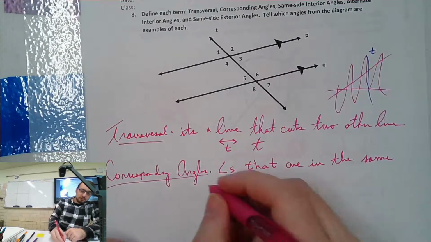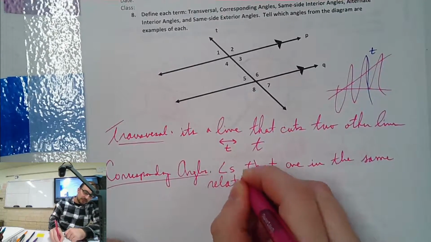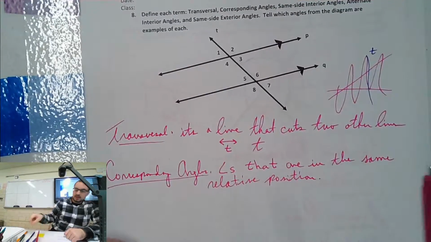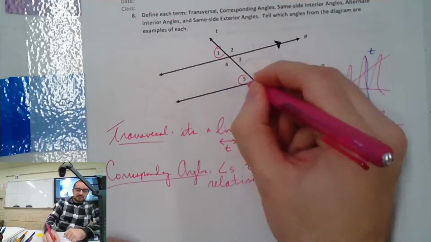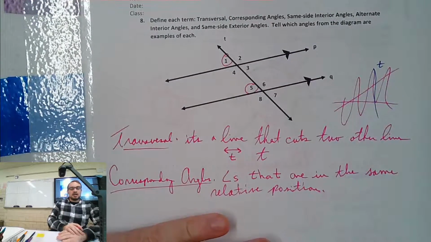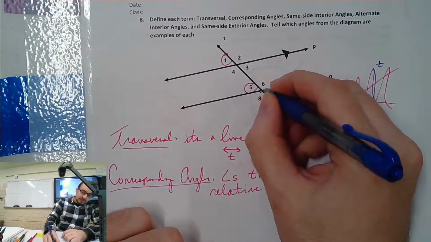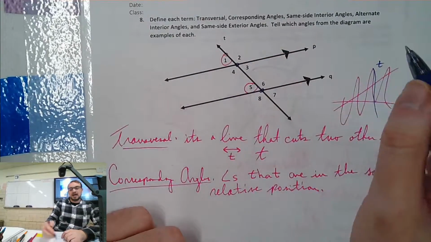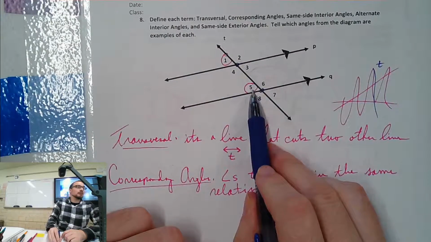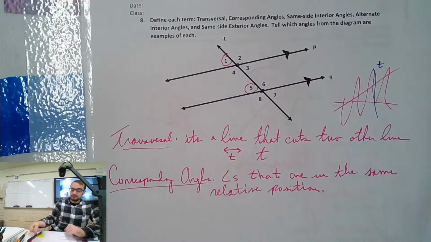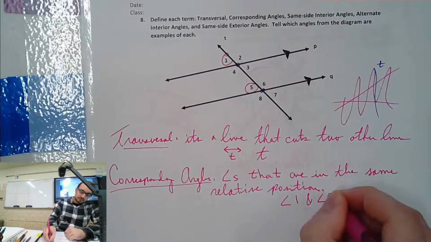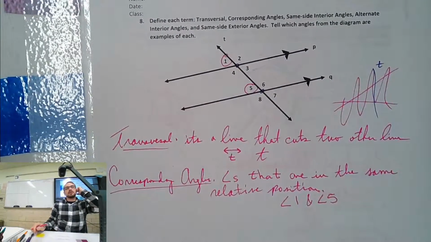Angles that are in the same relative position. What do I mean by relative? Here's what I mean by relative. Angle 1 and angle 5, are they in the exact same spot? No, otherwise they'd both be called angle 1. But if you look at their intersections, see how they're both in the same relative spot? From this intersection, we have the top left. This intersection, he's the top left. So they're in the same relative spot. So angle 1 and angle 5 are examples of that. Do the rest on your own.